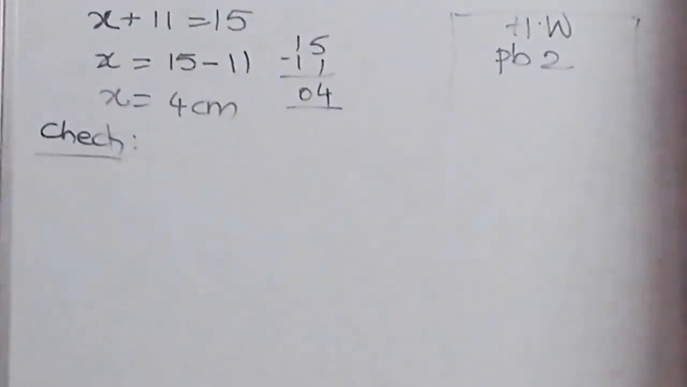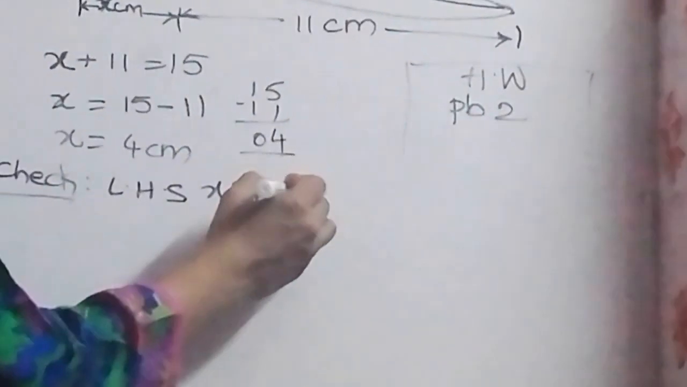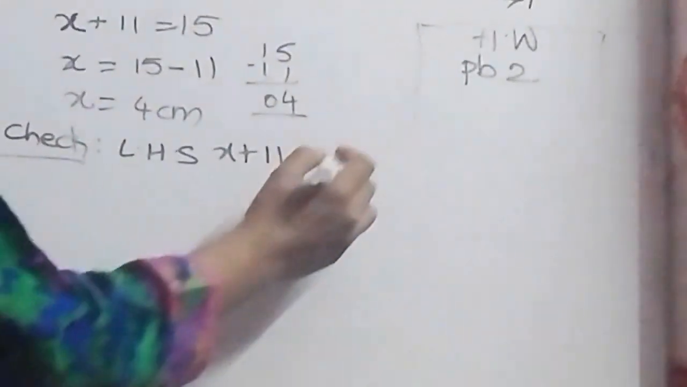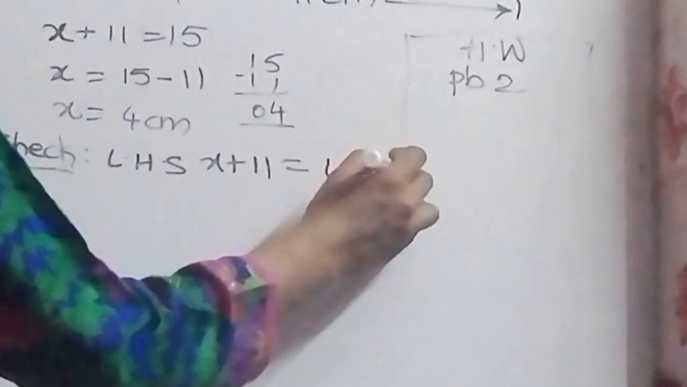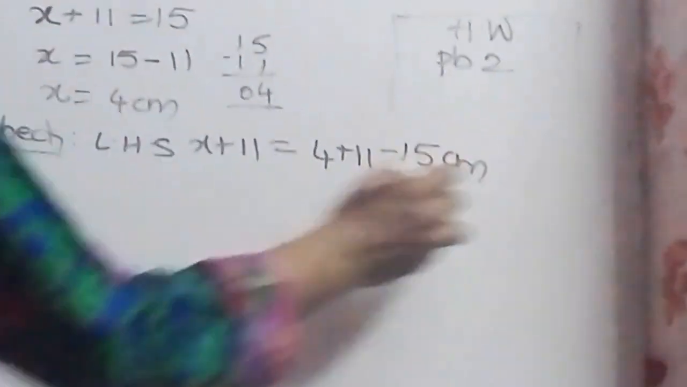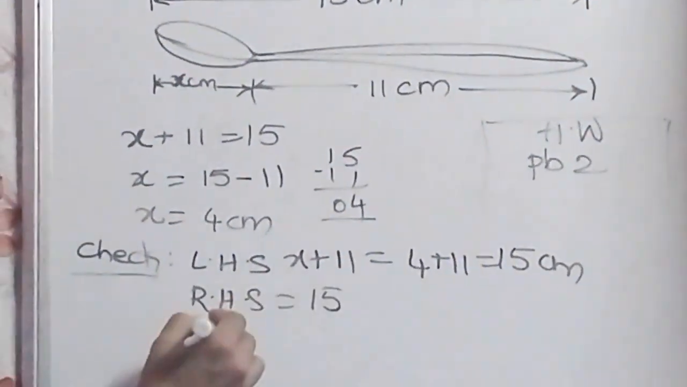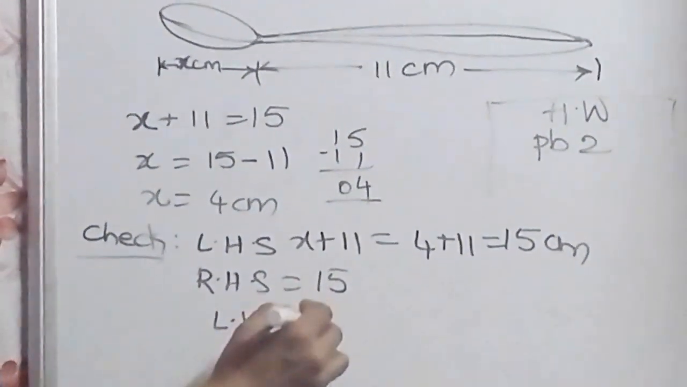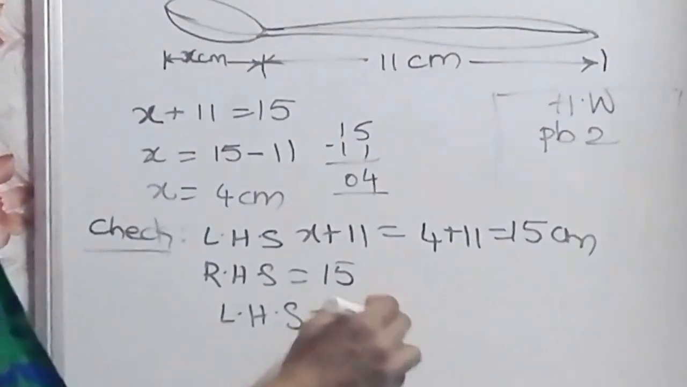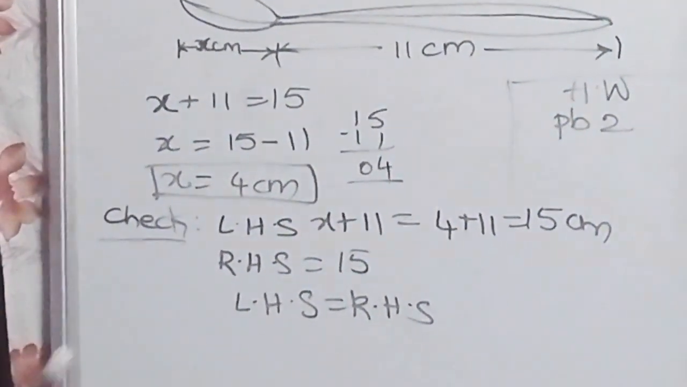Now let us do the check part. X plus 11, LHS we are going to take, x plus 11. What is the value of x we got? 4. 4 plus 11 is equal to how much? 15 centimeters. And what is RHS that you have in the algebraic equation? 15. Here LHS is equal to RHS. So the value for X, 4 centimeters, is correct.